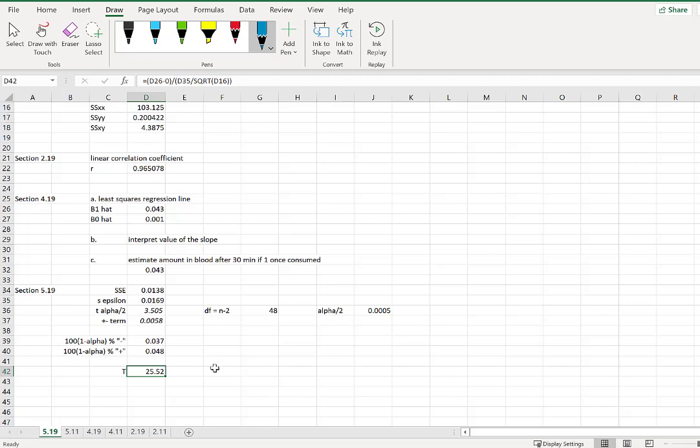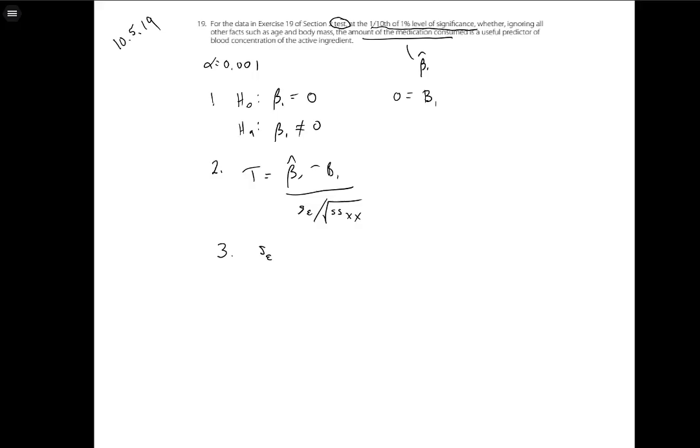Let me jump back to where I'm drawing this. So all that, as I started noting here, is going to be calculated. And we did calculate t with all those other values. And that was 25. Let me jump back to Excel. 52.